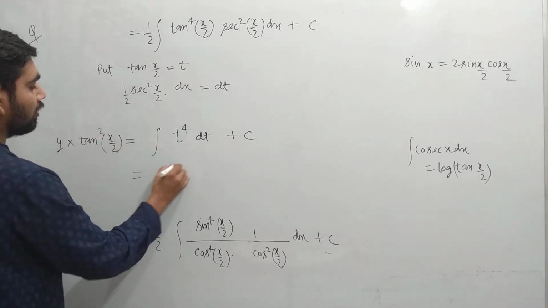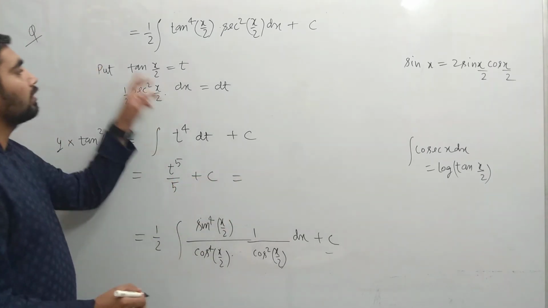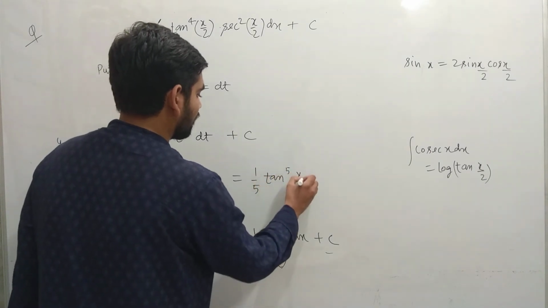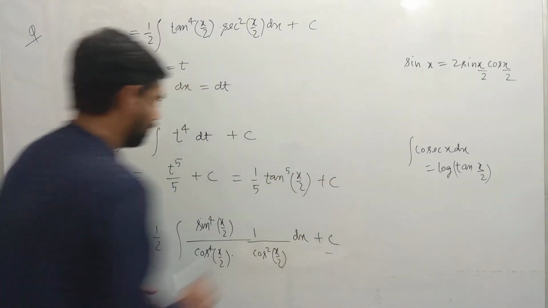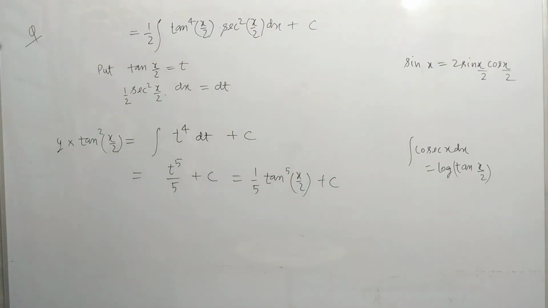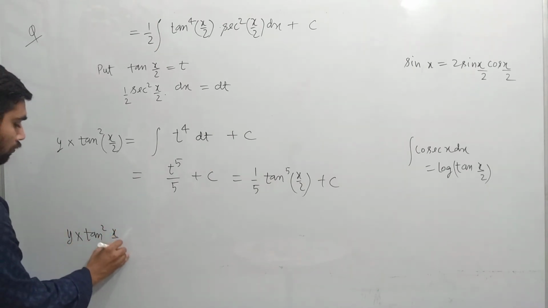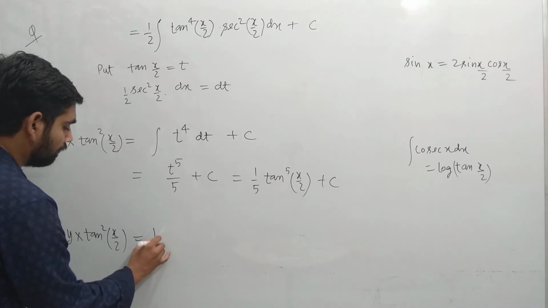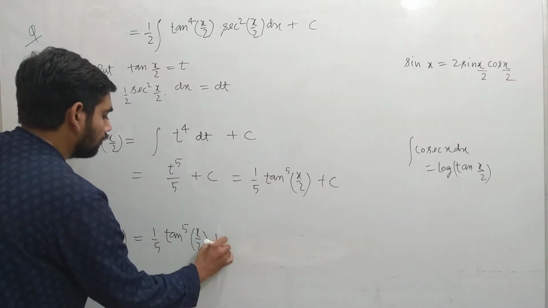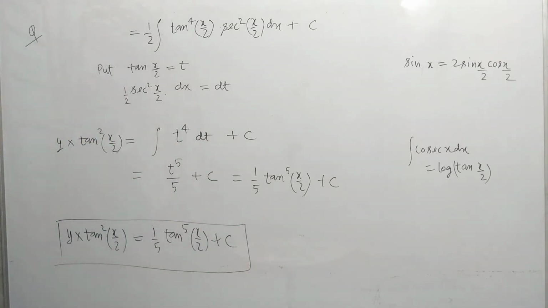Integration of t to the power 4 is t to the power 5 upon 5 plus c. T is tan x upon 2, so it will become 1 upon 5 tan to the power 5 x upon 2 plus c. Hence the required solution is y into tan square x upon 2 equals to 1 upon 5 tan to the power 5 x upon 2 plus c. This is the required solution of given differential equation.